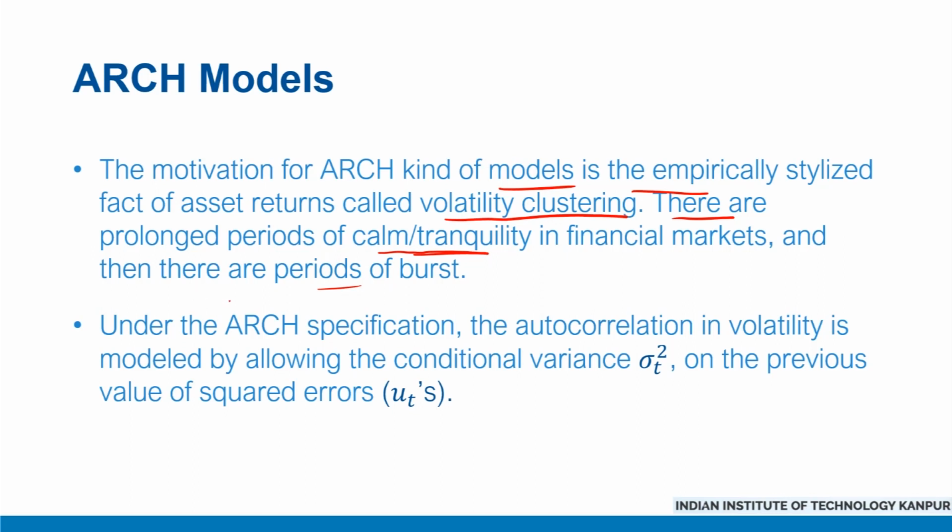Under the autoregressive conditional heteroscedasticity, or ARCH, specification, this autocorrelation in volatility is modeled by allowing the conditional variance, and we have already discussed what a conditional variance is, sigma t square, to depend on the previous value of squared errors, or mu t, what we call innovations or information shocks, that are employed to model the conditional variance, sigma square t.